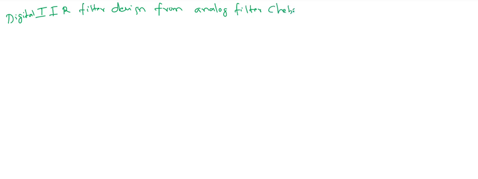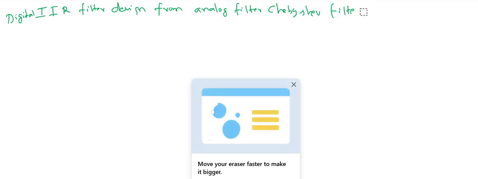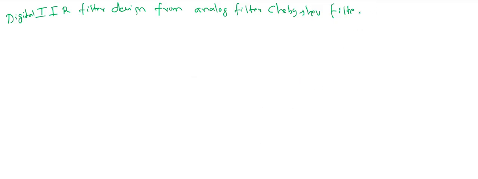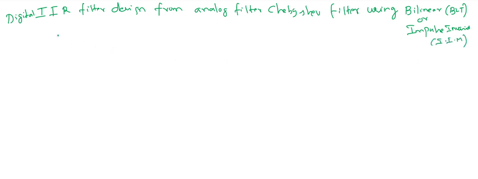This is a Chebyshev filter, using bilinear transformation or impulse invariant method. So bilinear transformation, BLT method, impulse invariant method. This is an impulse invariant method. So you are going to design an IIR digital filter.